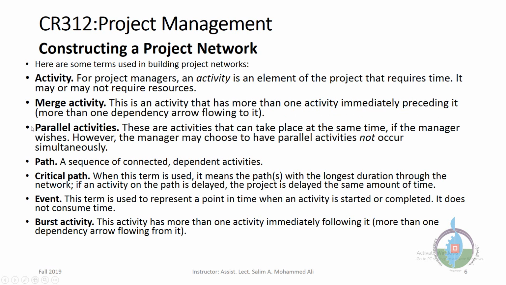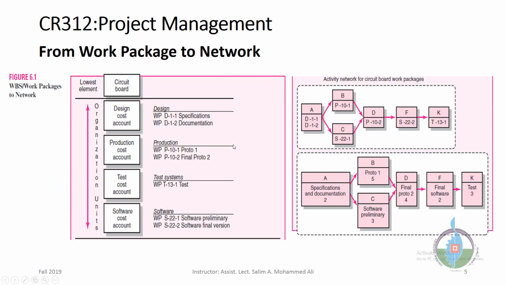There is another term for activities, parallel activities. These are activities that can take place at the same time if the manager wishes. However, the manager may choose to have parallel activities not occur simultaneously. This is important. For example, here we have activity B and activity C. They are parallel activities. If we wish to, we can start both at the same time when A is finished. We can't start B or C until A is finished.